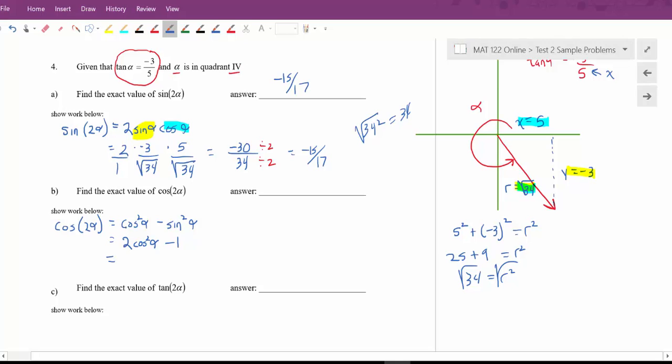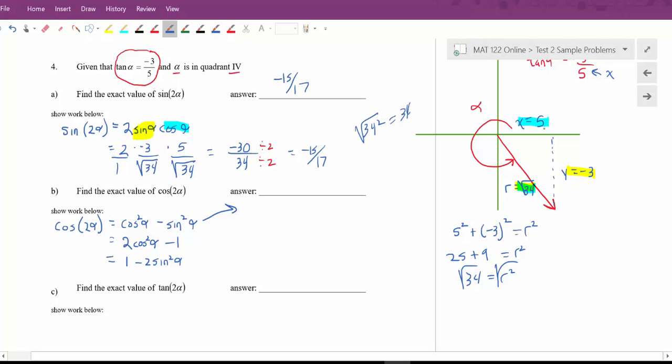And if I replace cosine squared with 1 minus sine squared, I would get 1 minus 2 sine squared alpha. So actually it doesn't really matter which one you use. It's totally up to you. I think I'm just going to use the first one then. So I'm going to do the cosine of alpha.